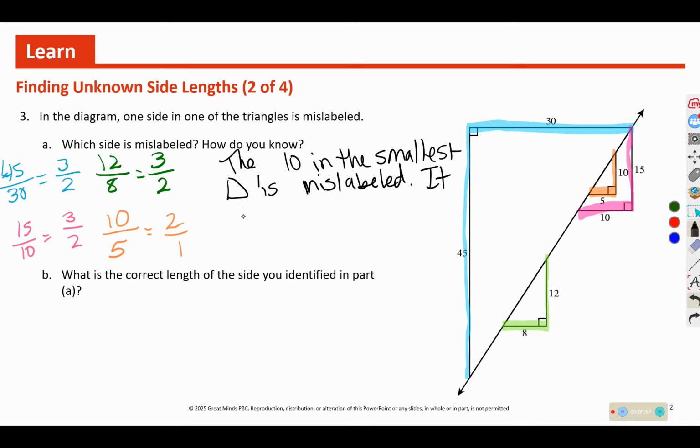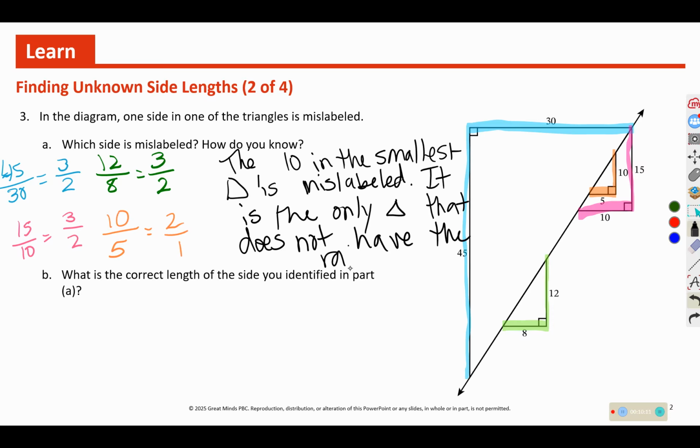It is the only triangle that does not have the ratio 3:2.